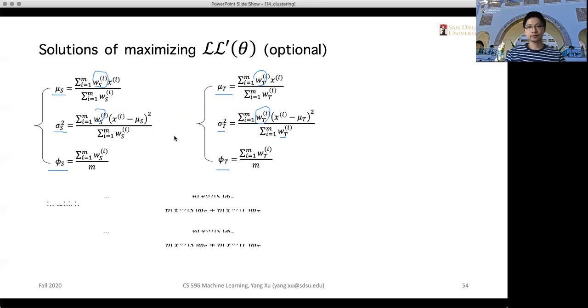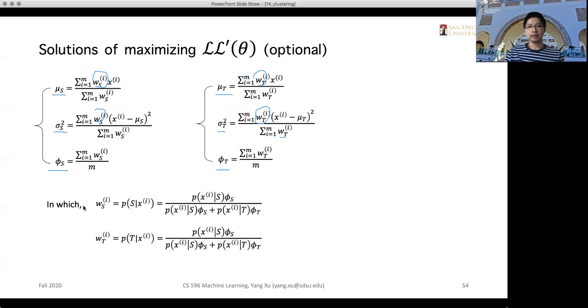Okay. So yeah, I listed the solutions for the W and the WS and WTs here. These are posterior probabilities, which are estimated using the old values for phi S and phi T.